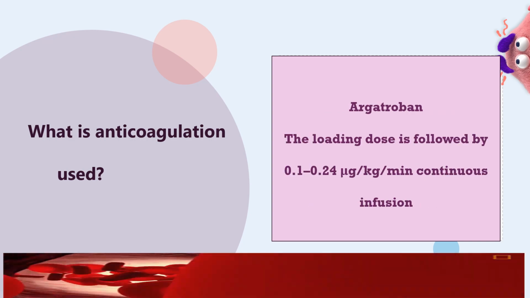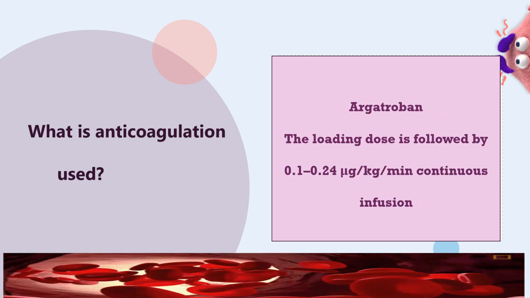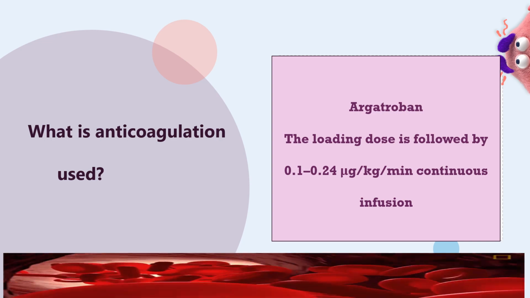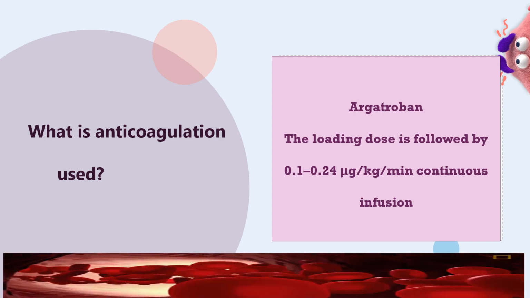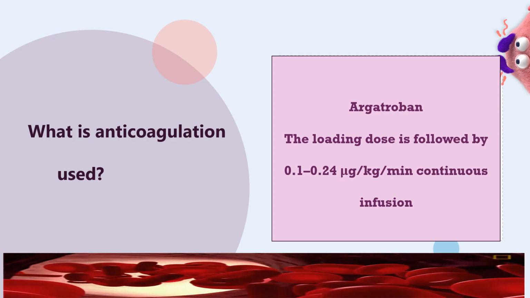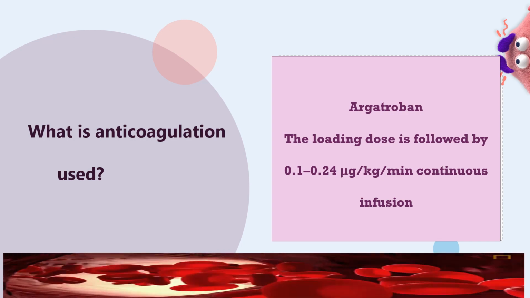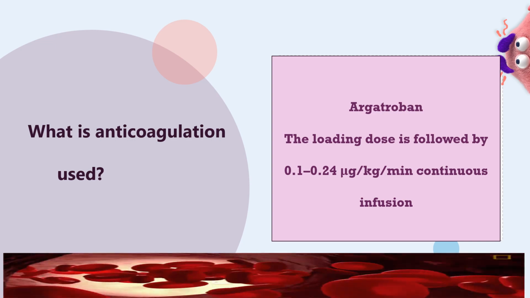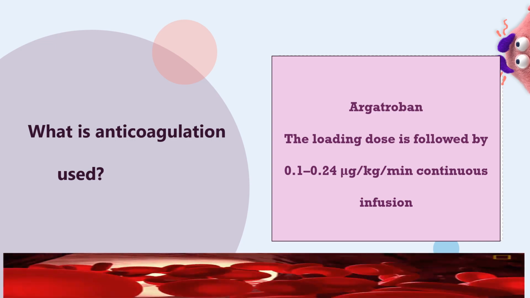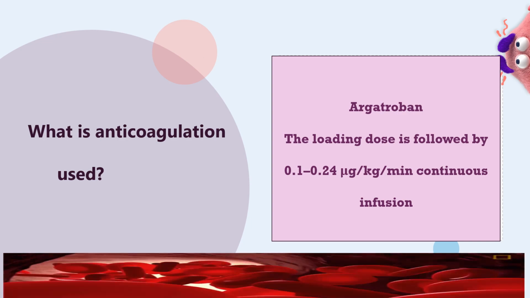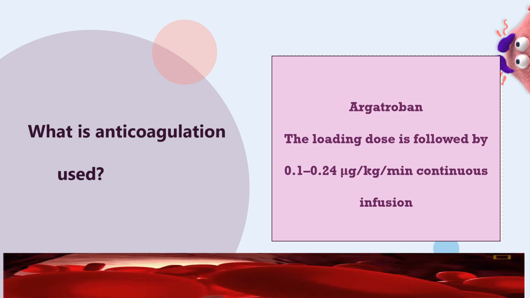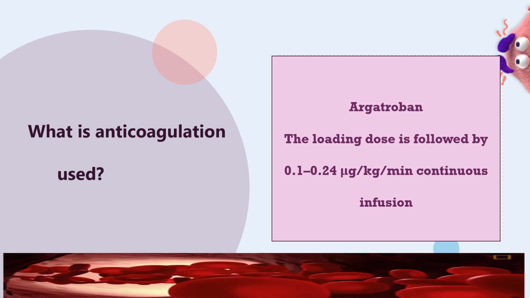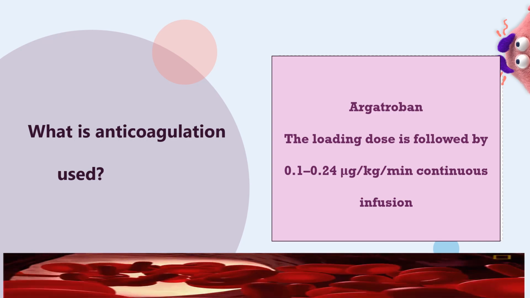What other anticoagulation is used? Argatroban, which is feasible, safe, and effective. There is not much experience with it, as most of the work is case reports. Argatroban can be used in patients who have heparin-induced thrombocytopenia, so it can replace heparin. The loading dose can be started, followed by 0.1 to 0.24 microgram per kg per minute as a continuous infusion.